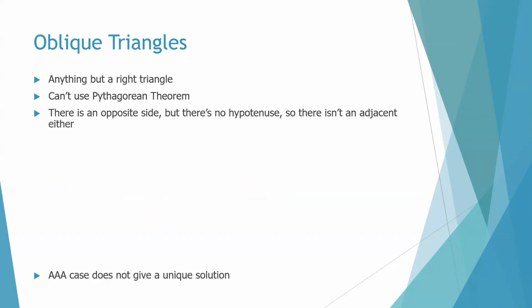Okay, oblique triangles. Anything but a right triangle can't use the Pythagorean theorem. You can only use the Pythagorean theorem with a right triangle. There is an opposite side, but there's no hypotenuse in most triangles. There isn't an adjacent side either. There are only sides opposite the angles.